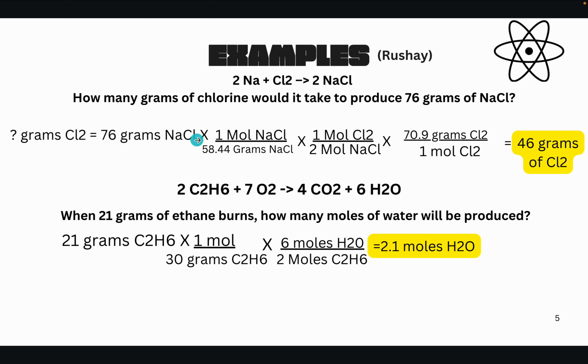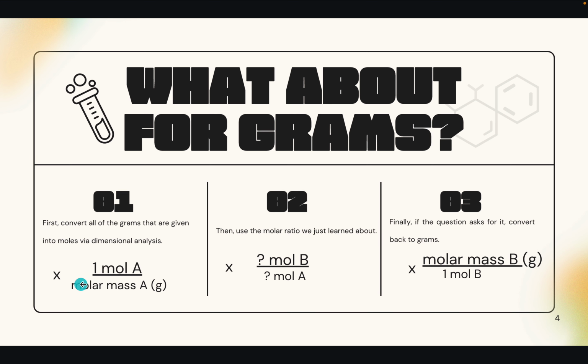So we're given 76 grams of NaCl. So what do we do first? We convert to moles, so we can use the molar ratio. So we know 1 mole of NaCl is 58.44 grams of NaCl. How did I know that? Well, that's the molar mass of NaCl in the ratio of 1 mole.